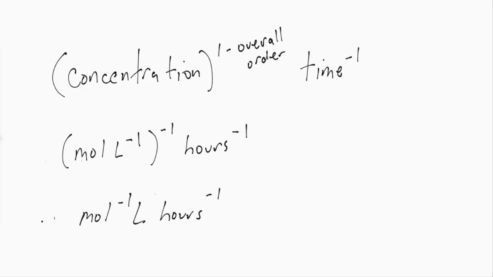So the units for K is 50 per mole liters per hour. So that's a pretty interesting unit. That equals the rate constant.